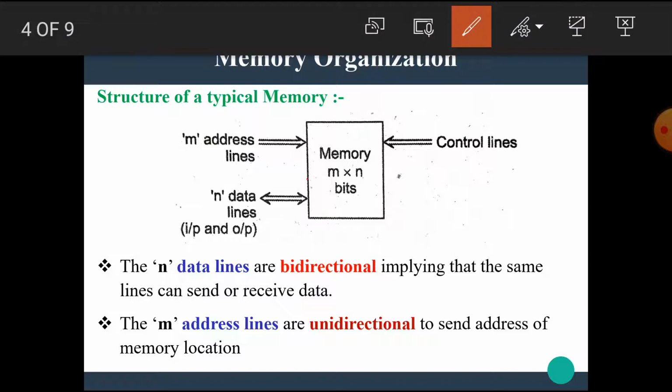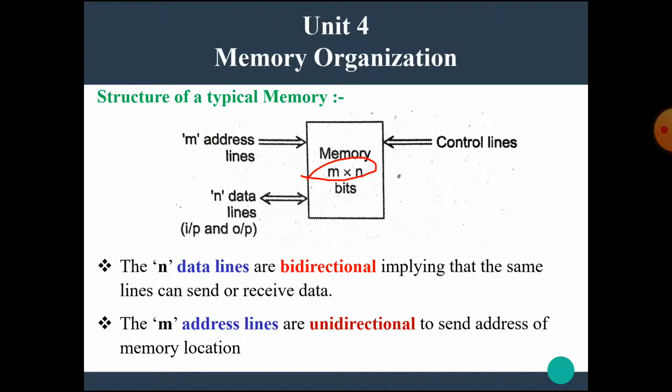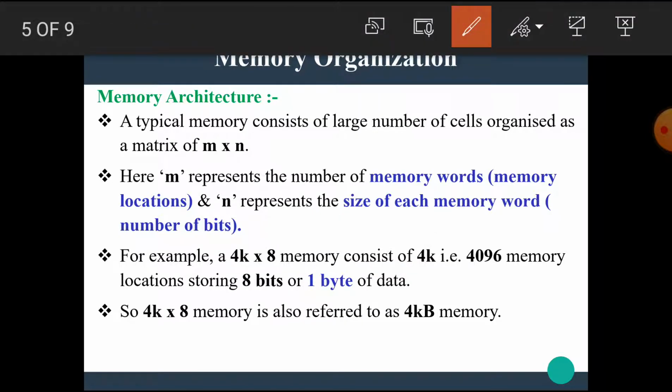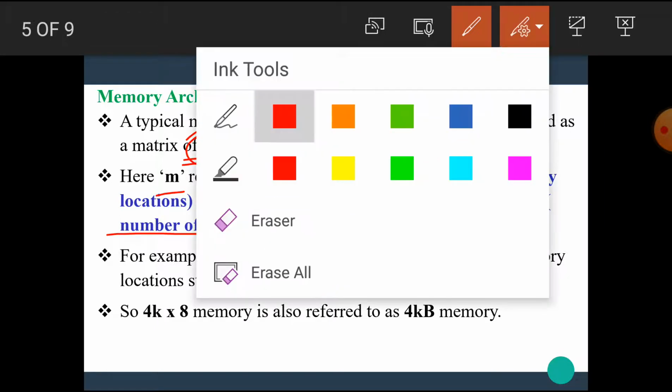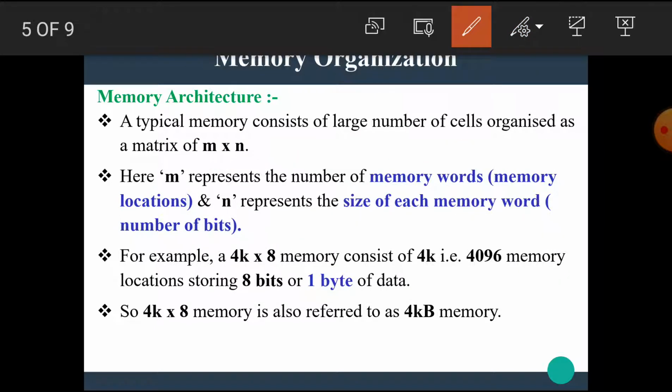Let's understand what m by n memory is. A typical memory consists of a large number of cells organized as a matrix of m by n. Here, m represents the number of memory words, or we can say that m is the number of memory locations, and n represents the size of each memory word, that is the number of bits. That means in short, m is the number of memory locations and n is the number of bits.